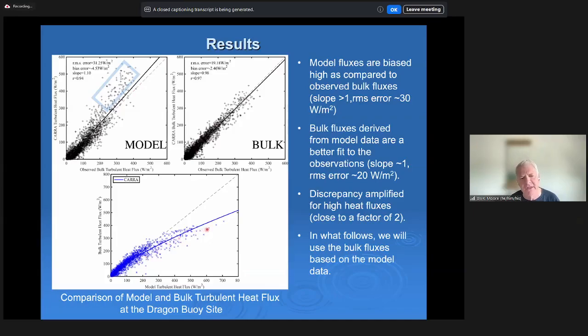So for this reason, I'm going to focus on looking at the bulk fluxes from the model rather than the model fluxes. And we don't really understand why. The same thing happened in the first analysis they did with the NCEP reanalysis. The NCEP reanalysis fluxes were biased high, and it was because the exchange coefficients they had used in the model were not appropriate. So obviously the same thing is probably happening here, but we don't actually understand exactly why we have this bias.